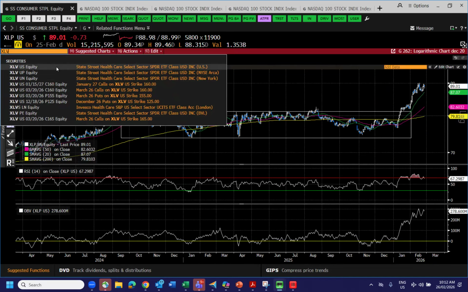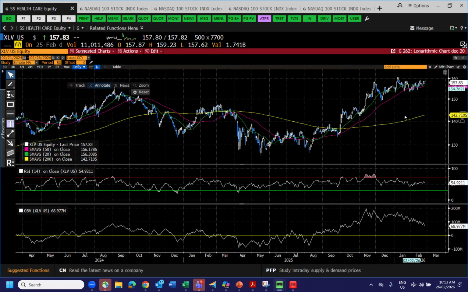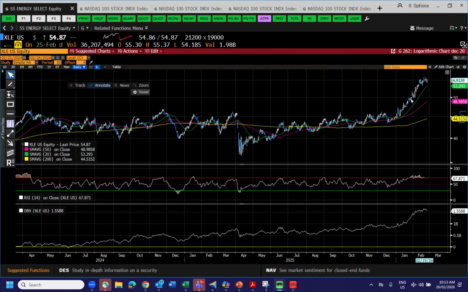Your space, but this is rotation out of tech that's trying to find a home elsewhere. Healthcare hasn't quite seen that acceleration, but it's held up, and it does look like XLV can break out of this triangle consolidation. The other place that's benefited from the rotation out of tech has been energy. Energy and staples are probably the two big ones.